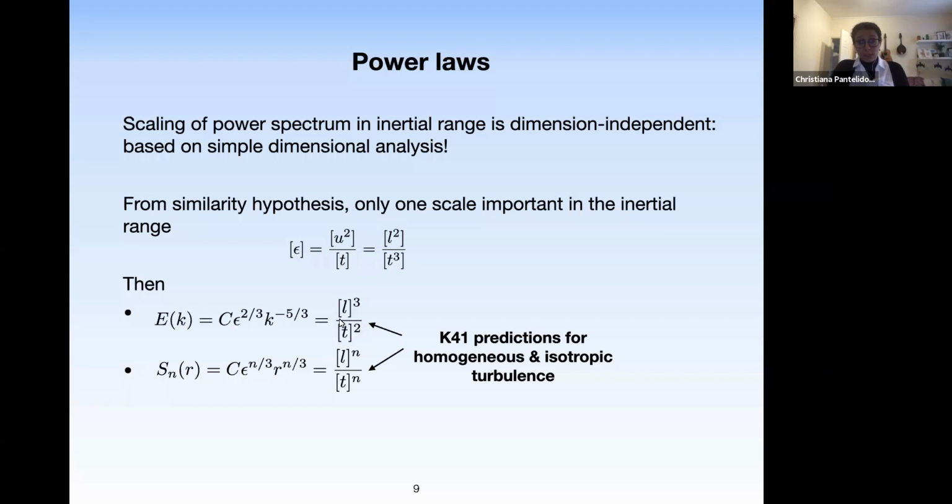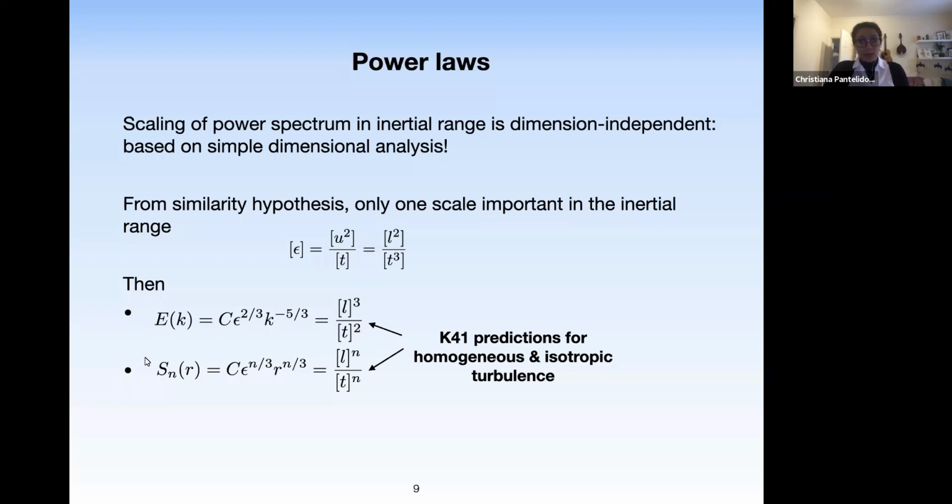So in order to, we start by taking care of this time to the power 2 using appropriate powers of epsilon. And it turns out that the right power is epsilon to the 2/3. And then we take care of the remaining length scale dimensions by appropriate powers of k. And it turns out that the right power is k to the -5/3. Okay, so this is the famous result by Kolmogorov that in the inertial range, the kinetic energy power spectrum should scale like k to the -5/3.